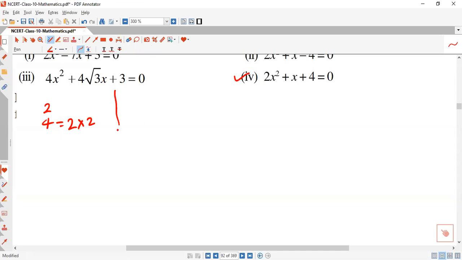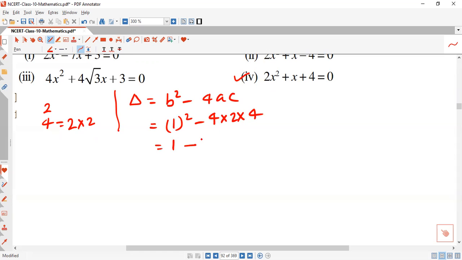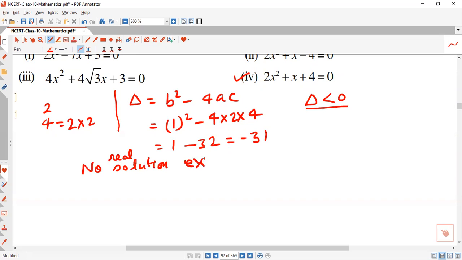But first check whether the solution exists or not. The discriminant comes out as b² − 4ac. Here b is 1, so 1² − 4 × 2 × 4, which comes out to 1 − 32 = −31. Delta is negative. Since delta is negative, no real solution exists.